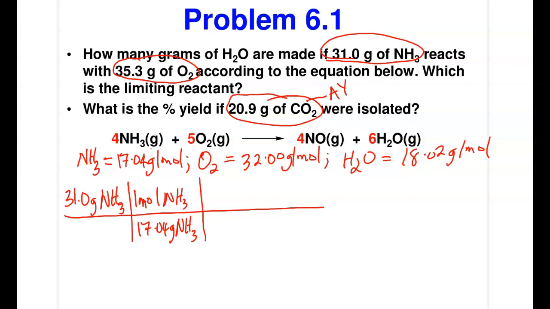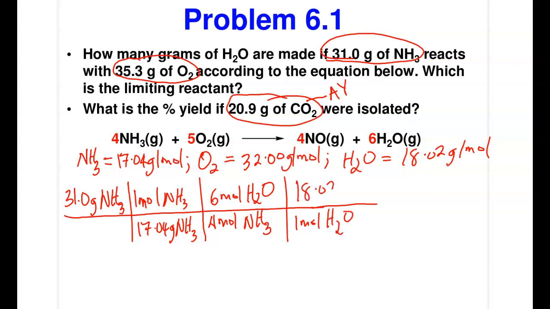And then again, what's the mole ratio between ammonia and water? It is 6 moles of H2O. 6 moles of water is equivalent to 4 moles of ammonia. And then lastly, I want to convert to mass of water. 1 mole of H2O will give me 18.02 grams of H2O.